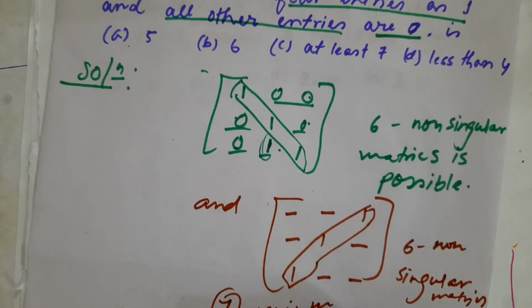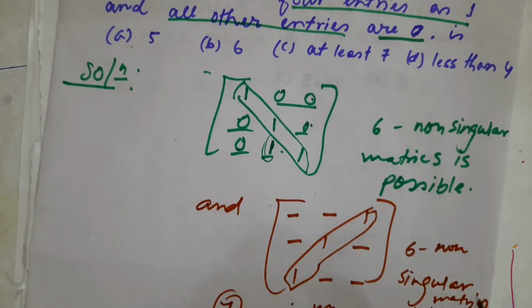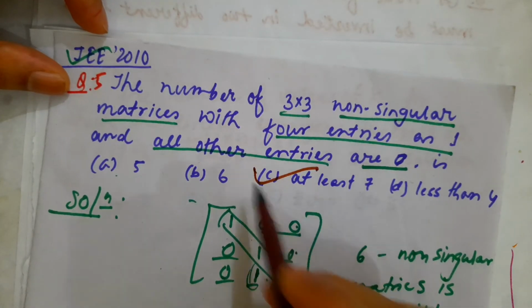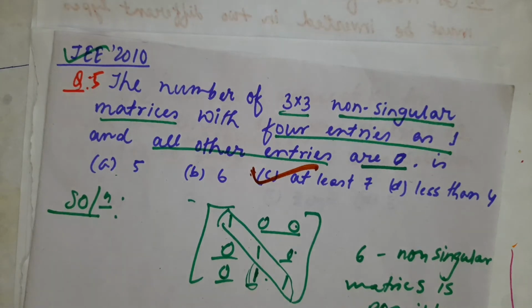So the minimum possibility is 7, at least 7 possibilities. So option C will be the correct answer.